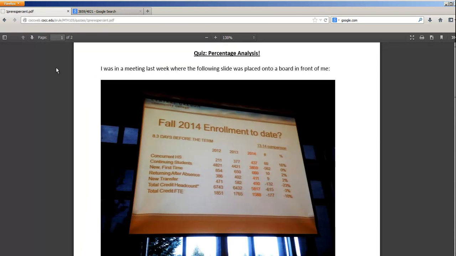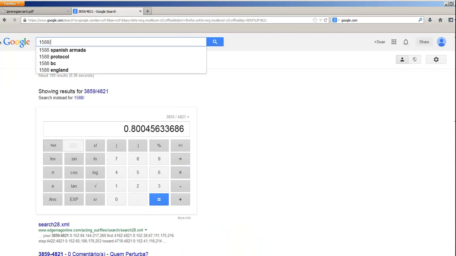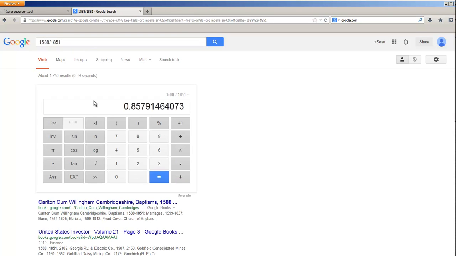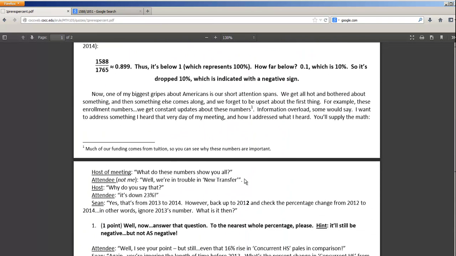And we'll do one more. Let's do total credit FTE. Why not? It went from 1851 down to 1588. So 1588 out of 1851 looks like about 86%, which means it dropped down 14%. So that's all we're doing here, is some quick calculations.